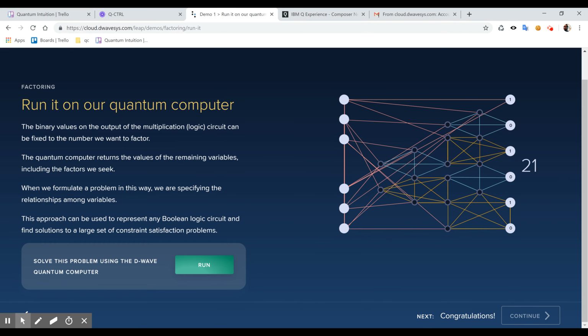The binary values on the output of the multiplication circuit can be fixed to the number we want to factor. The quantum computer returns the values of the remaining variables, including the factors we seek. When we formulate a problem in this way, we are specifying the relationships among variables. This approach can be used to represent any Boolean logic and find solutions to a large set of constraint satisfaction problems. Interesting. So, okay, that's 20. That's 21, right? Okay, but can I just run? Okay, I'm going to run. So that's 21 in binary.